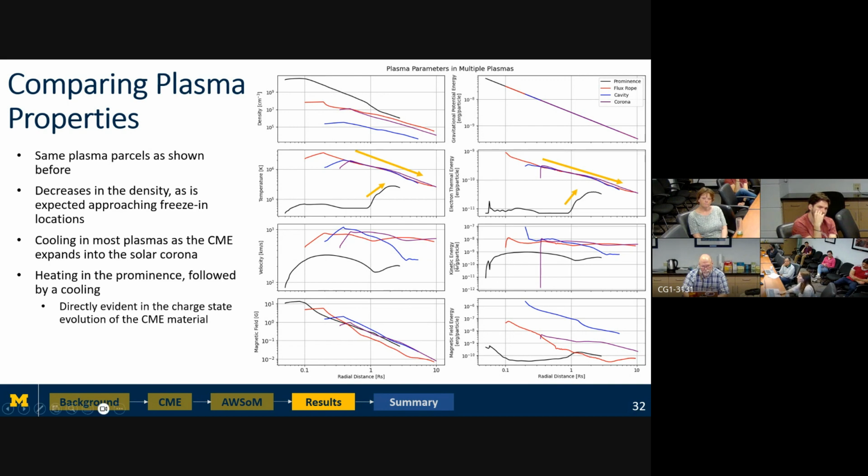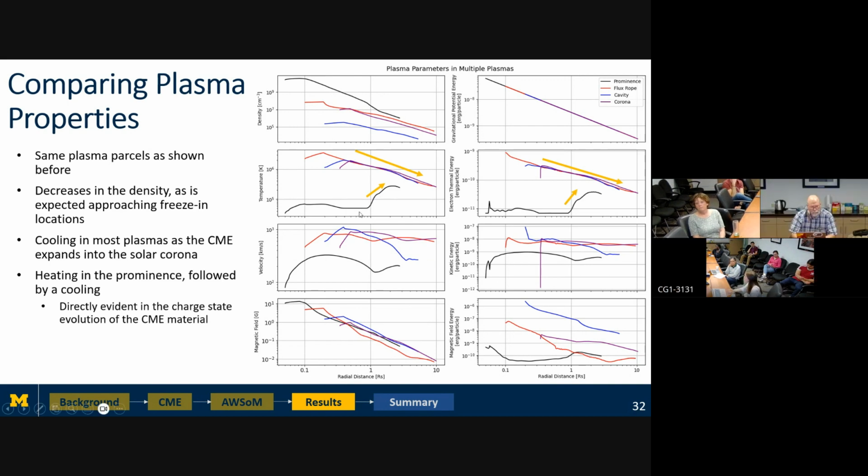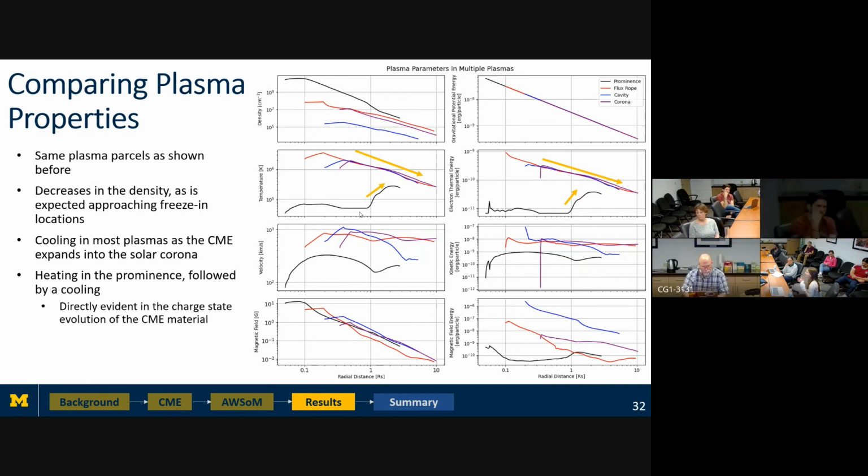But we see this huge peak at that one solar radii location in the prominence material. Something's happening that's causing it to increase in temperature pretty rapidly, which is directly evident in that charge state material I was just talking about. So we're still trying to look at what exactly is happening here. Is it reconnection driving it or something else? But it's something that's very interesting.